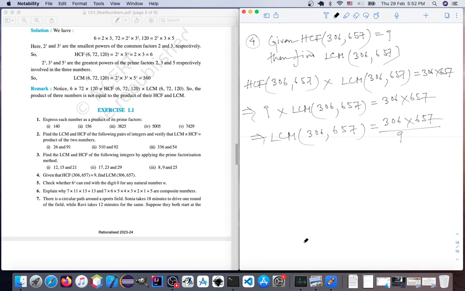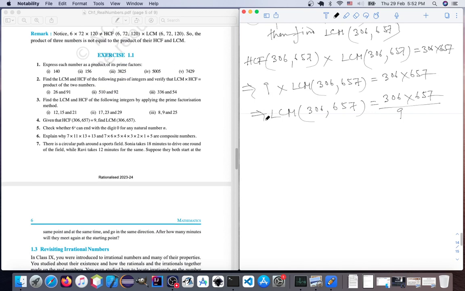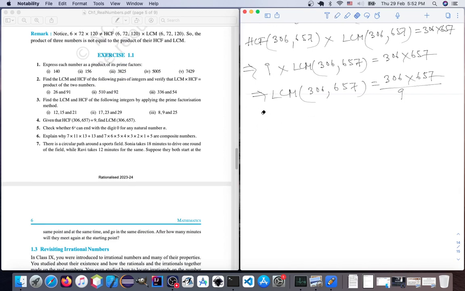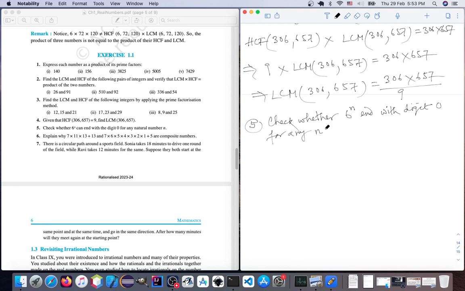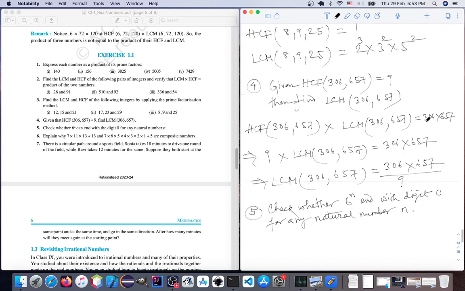Okay. So problem number 5. Check whether 6 to the power n ends with digit 0 for any natural number n.